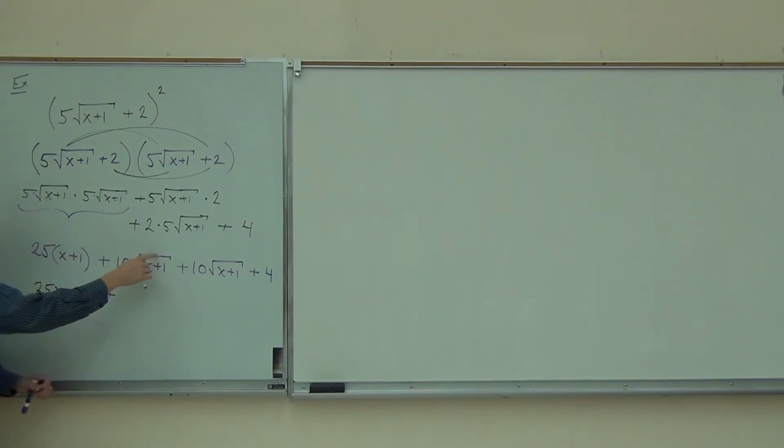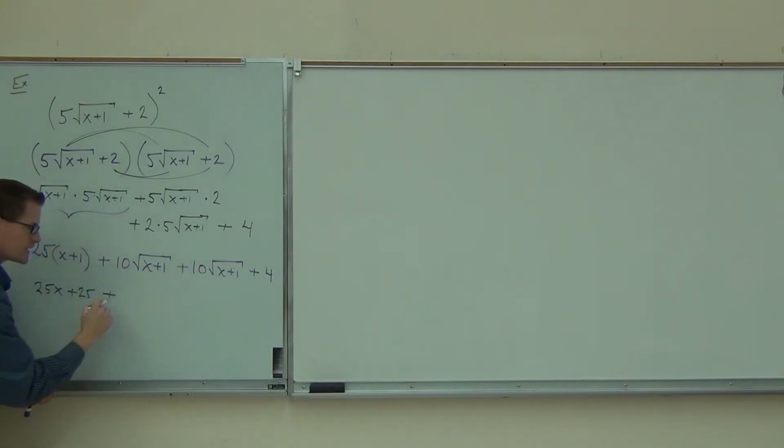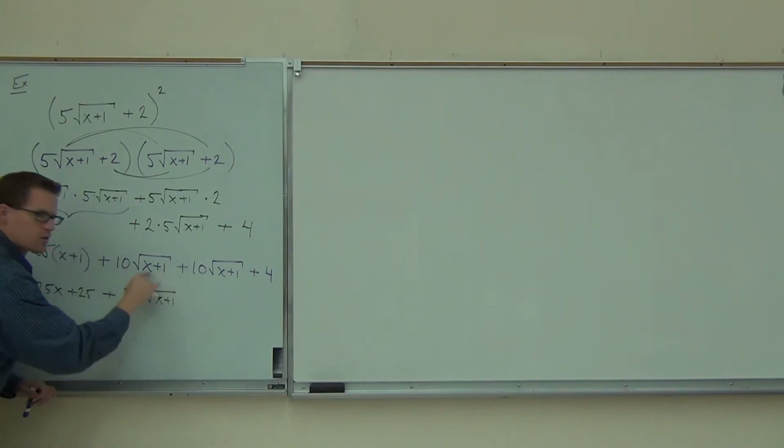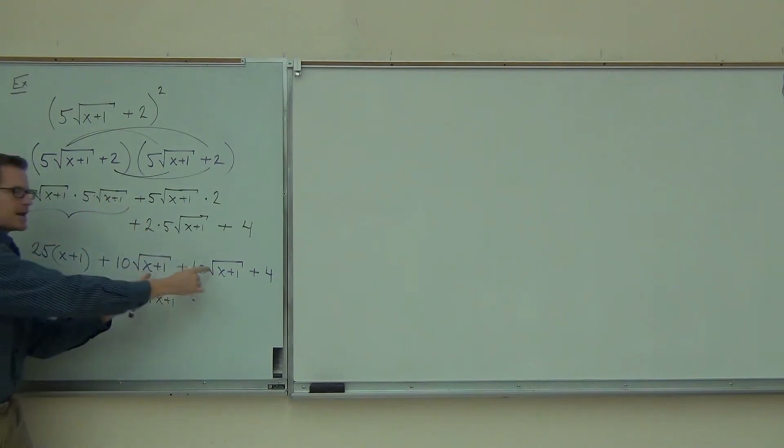Plus, yeah, we can actually combine these. Look at that. That's 10 square root of x plus 1. It's another 10 square root of x plus 1. I have like radicals. How much does that give me? 20. Good, 20 square root of x plus 1. The square roots don't go away. You need to know the difference between multiplying two square roots and adding two square roots.